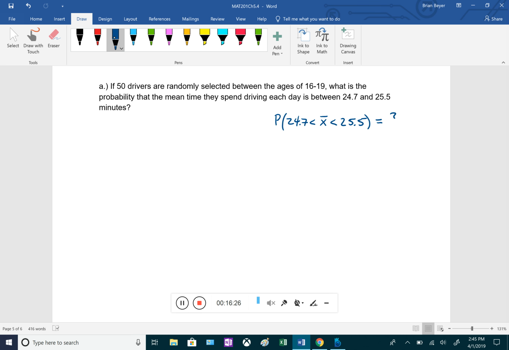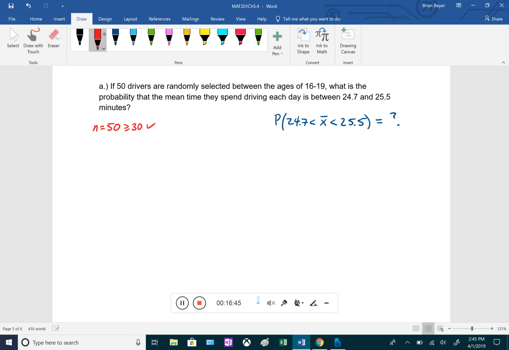So remember, it looks exactly just like we did previously. A couple things we have to take into account. First, we have to make sure that n is greater than 30 in order for us to be able to use the central limit theorem. So it is greater than or equal to 30, so we're good.